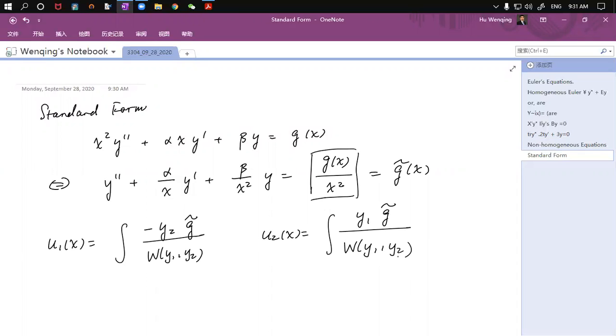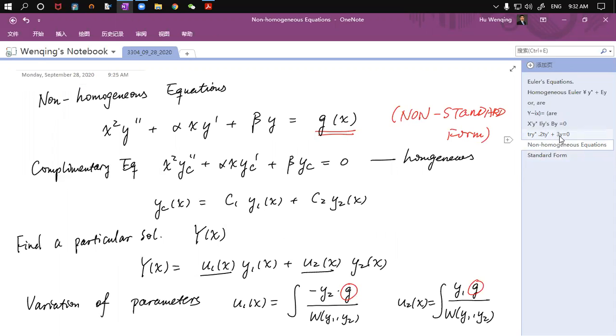So you are not going to use the g of the original Euler's equation, but you have to divide the g by x squared, right? That's very important. You set this to be your new g tilde, and using that, you set up your variation of parameters and create a particular solution. Is that good, family? Okay, so that's going to be very important.